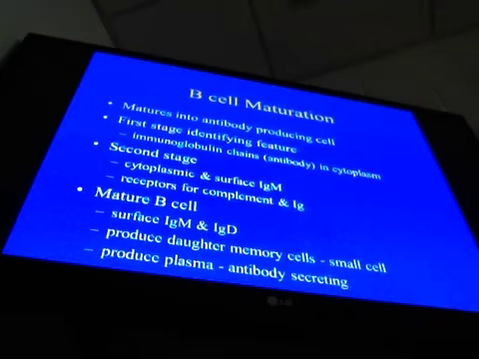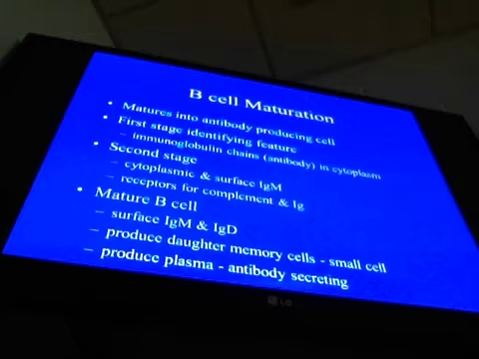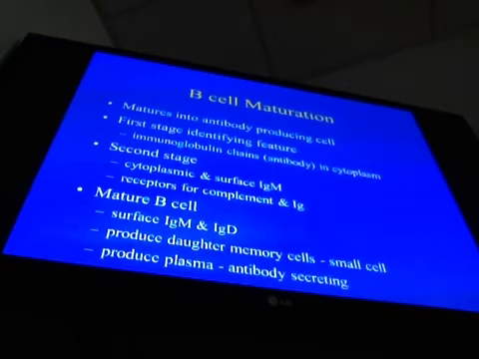So with our B cell maturation process, the lymphoblast to pro-lymphocyte to lymphocyte matures into this antibody-producing plasma cell. And the first identifying feature of this antibody-producing cell is going to be the immunoglobulin chains, or the antibodies, in the cytoplasm.